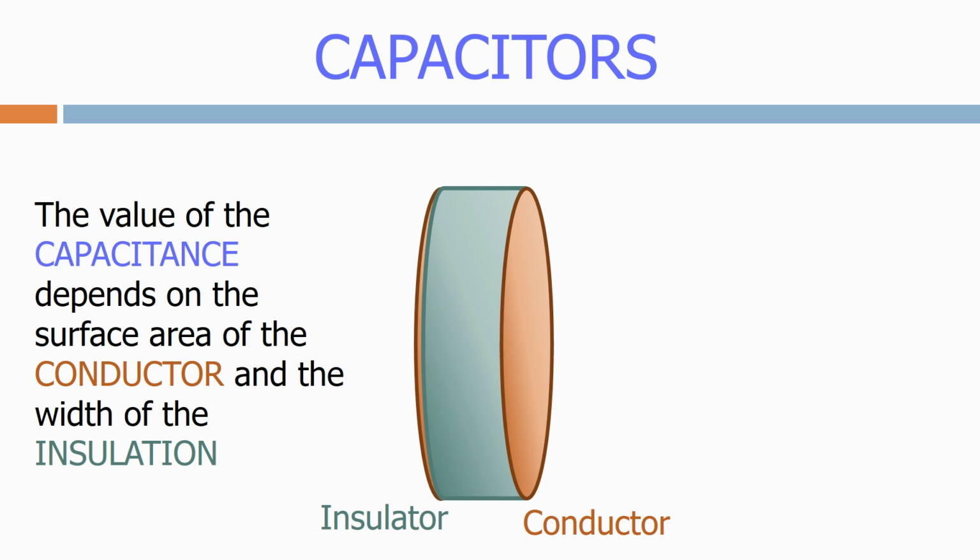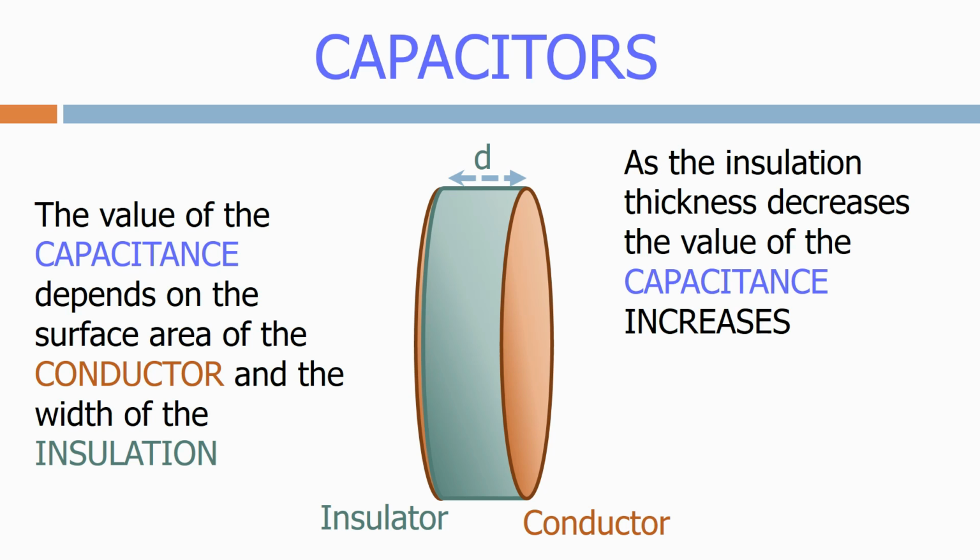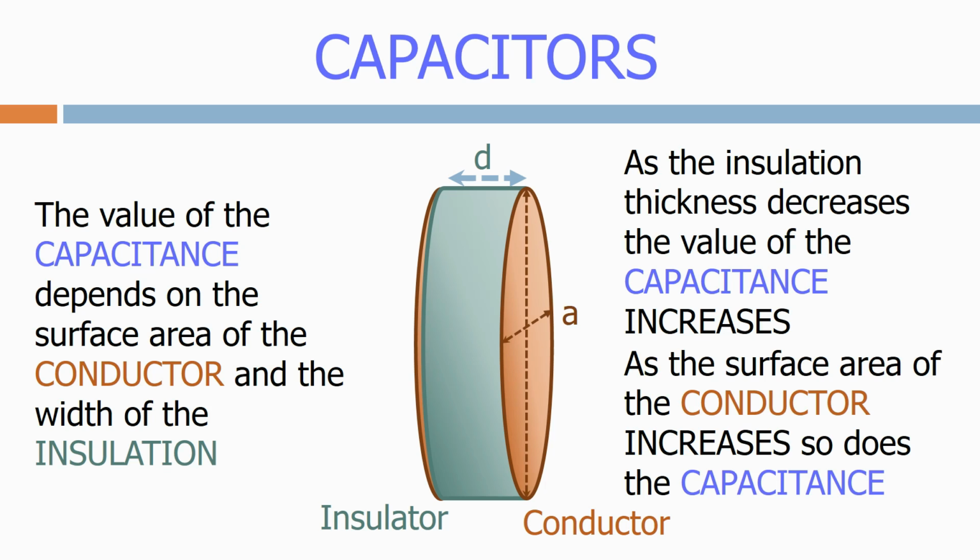The value of the capacitance depends on the surface area of the conductor and the width of the insulation. As the insulation thickness decreases, the value of the capacitance increases. As the surface area of the conductor increases, so does the capacitance.